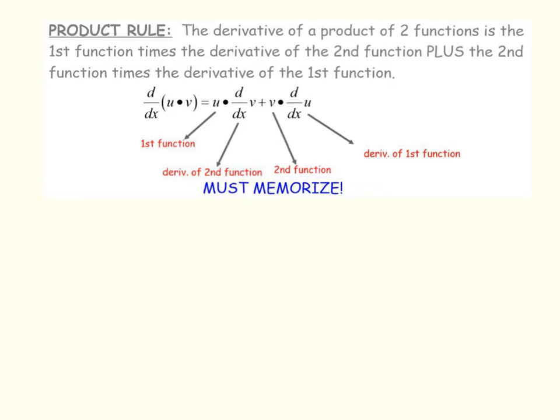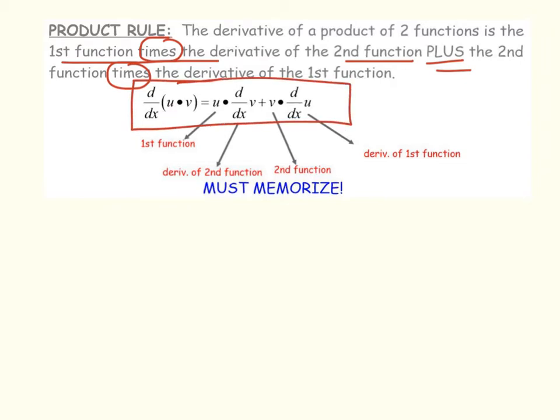Here's the product rule. The product rule says that if you want to find the derivative of a product of two separate functions, you take the first function and you multiply it by the derivative of the second function, and then you add that to the second function times the derivative of the first function. So again, the derivative of the product of two functions is the first function times the derivative of the second function plus the second function times the derivative of the first. That's what this notation is right here.